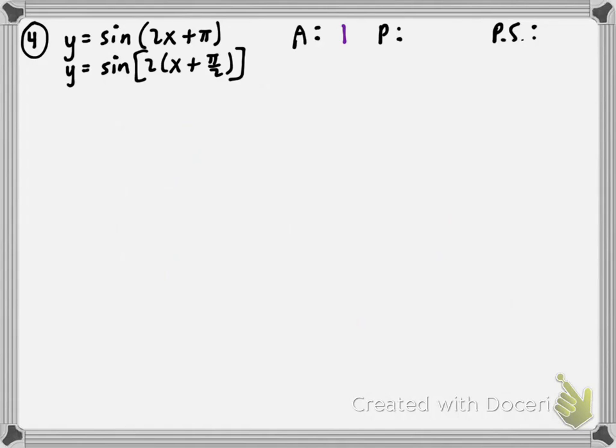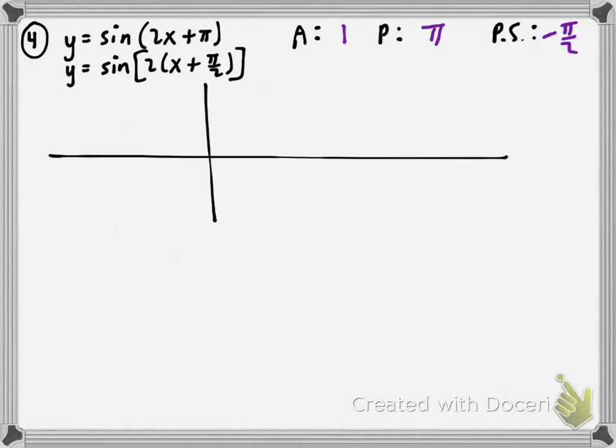Amplitude of 1, period of 2 pi over 2, so that's pi. Phase shift of pi over 2 radians to the left, so negative pi over 2. And I know I'm moving to the left, so I'm going to leave some space on the left. We have an amplitude of 1. Our period is pi, so we're going to put pi there.